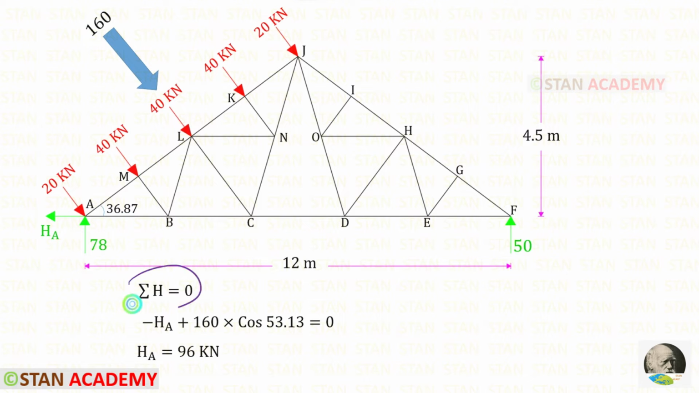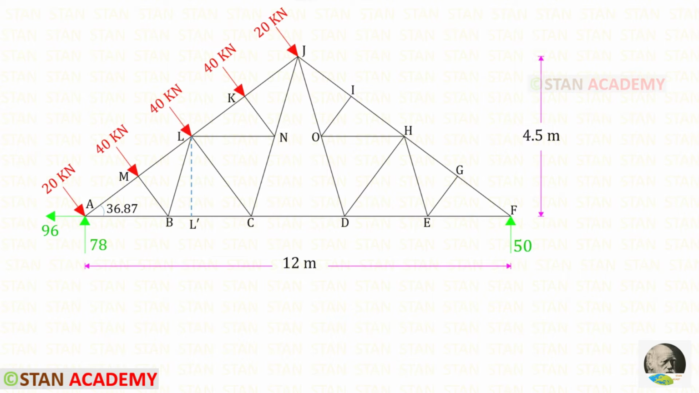Now let us apply this rule and find HA. HA is acting towards the left side, so it will be negative. We have to resolve the resultant in the horizontal direction. We need to find this angle. This angle will be 90 minus 36.87. So it will be 53.13. Since the resultant is acting towards the right side, it will be positive, and we have to multiply with the cos 53.13. Finally, for HA, we will get 96 kilonewton.